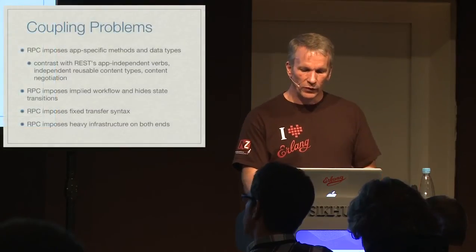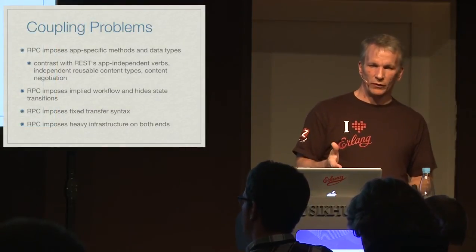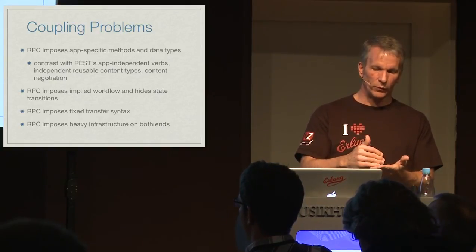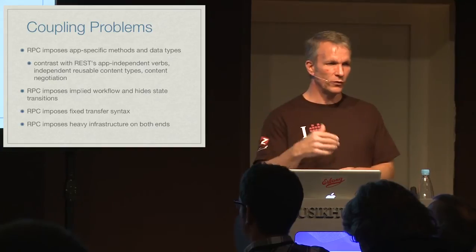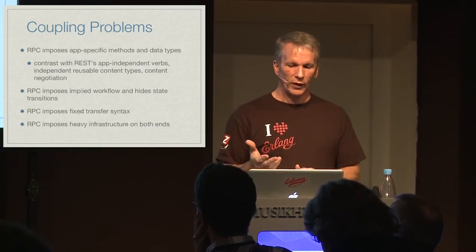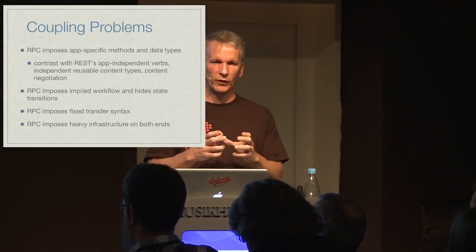In terms of coupling problems in RPC, RPC actually imposes these app-specific methods that I mentioned earlier. So when you define an RPC, you're really calling a specialized method on the other side of the wire. You're also typically sending some kind of specialized data structure to that method. If you contrast that with REST, where the verbs are application independent and fixed, the types come from a reusable library of types. Those are the content types, the MIME types, things like application/json, for example. And then you also have content negotiation, where a client can say, I prefer JSON, but if you don't have that, then just give me HTML and I'll make the best of it. In most RPC systems I've ever seen, you didn't have that choice.